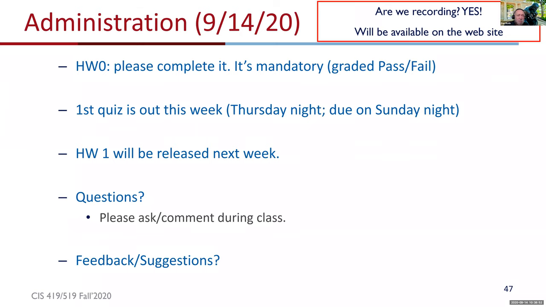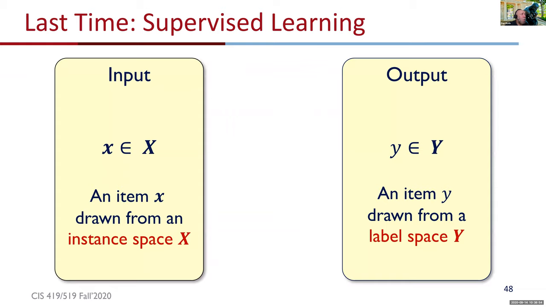Okay, so let's remind ourselves where we were last time. So we basically talked about supervised learning. I introduced the three key concepts. We talked about what is an instance space on the left, what is an output space, a label space. And assuming that the animation is going to work here. Wow, what's happening?